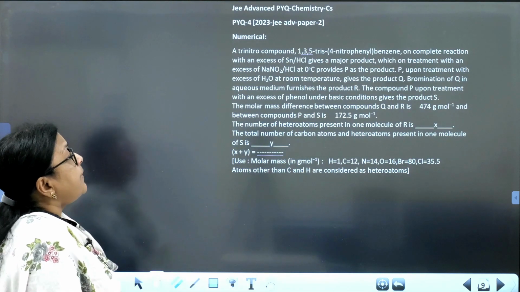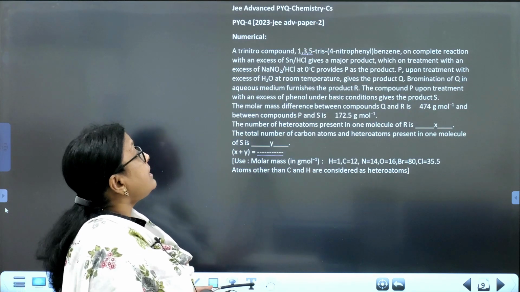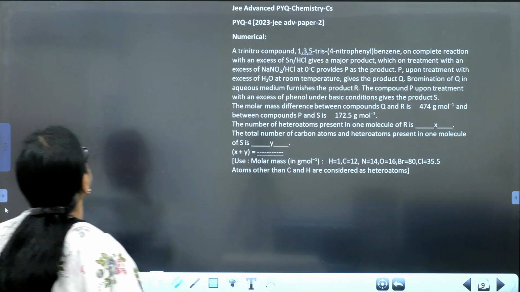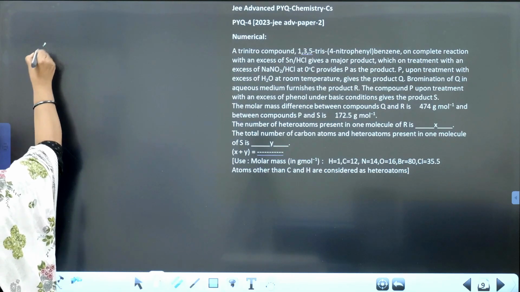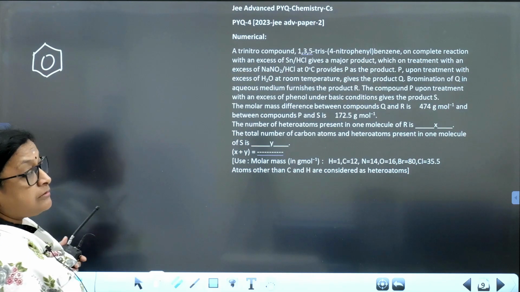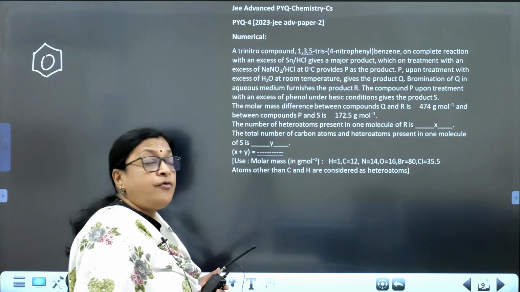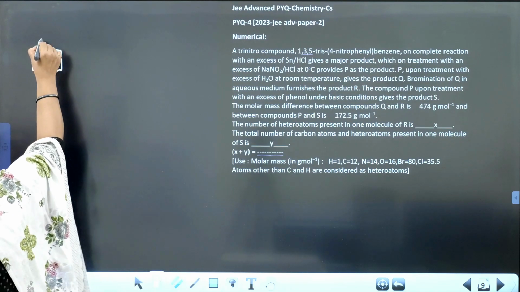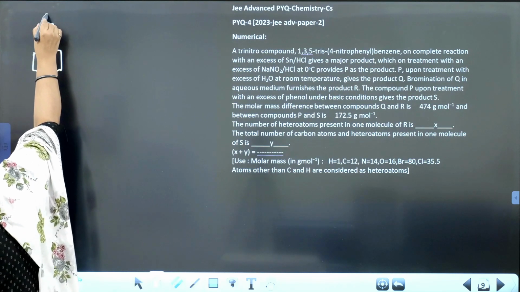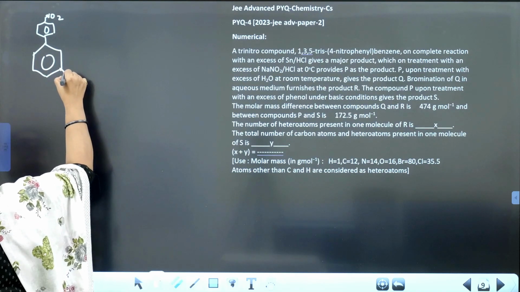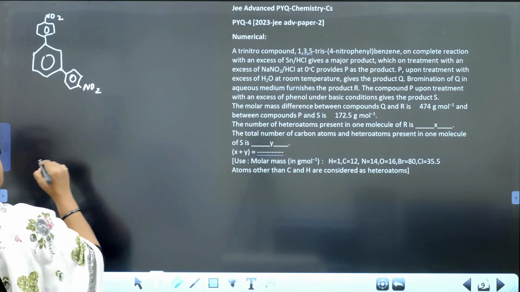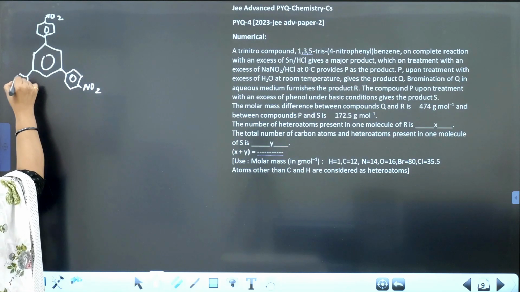A trinitro compound, and the compound's name is given, 1,3,5-tris(4-nitrophenyl)benzene. So it is a substituted benzene. The starting material is a substituted benzene. So let us take benzene. At its first, third and fifth position, you have 4-nitrophenyl groups. So suppose I take this as a first carbon, then here there is a nitro group, and at the third carbon you have a nitro group, and at the fifth carbon you have a nitro group.